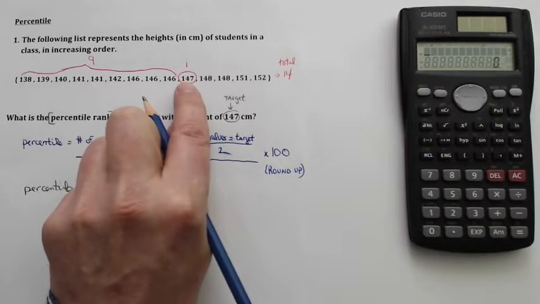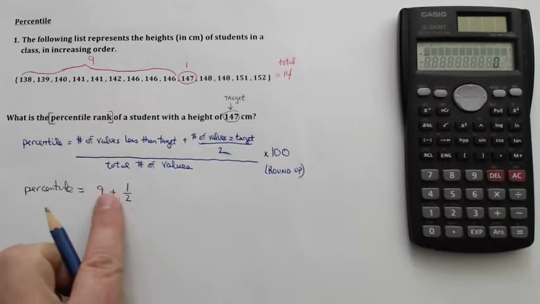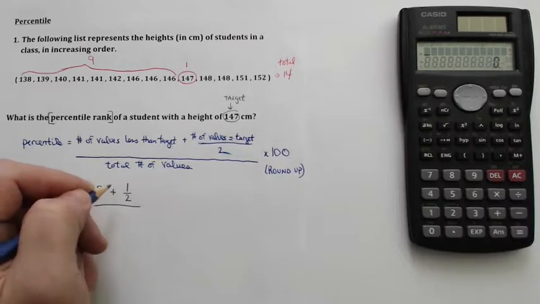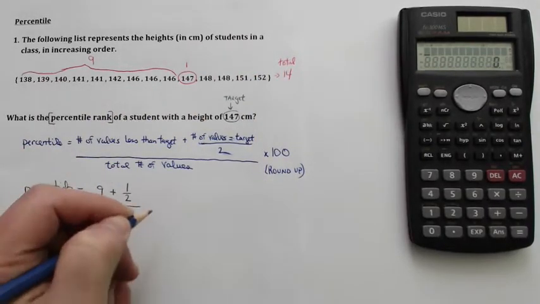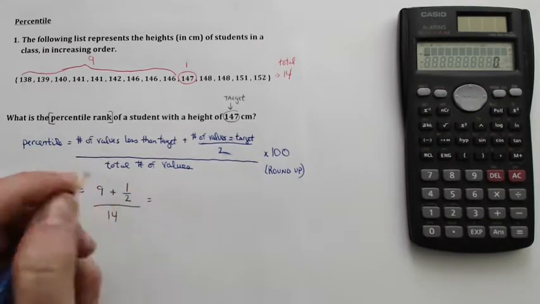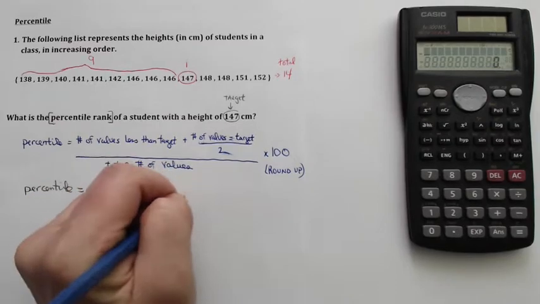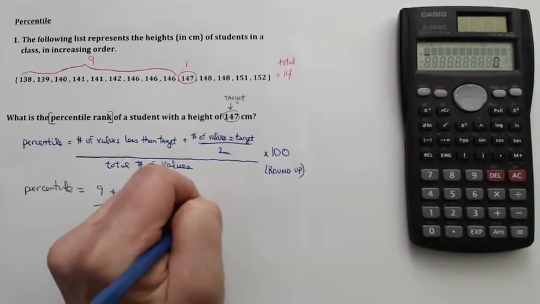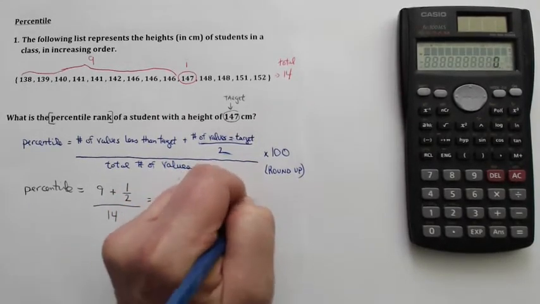The kid herself, or the kid himself, 1, which I have to put over 2 afterwards, and we know we're going to change that into a decimal. And then I'm going to divide that whole thing by the total number of values, which I've already figured out is 14. And at the end, I'll times it by 100. But we're going to simplify this first here, and we'll get 9 plus 1 divided by 2 is 0.5, so 9.5, which I'm going to have to divide by 14, and then times by 100.